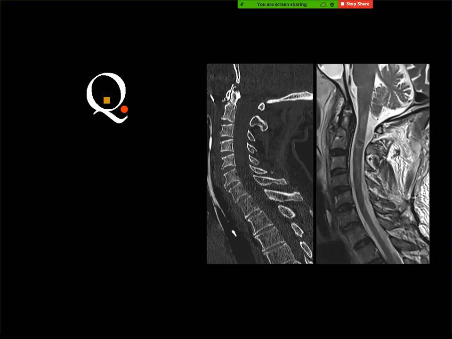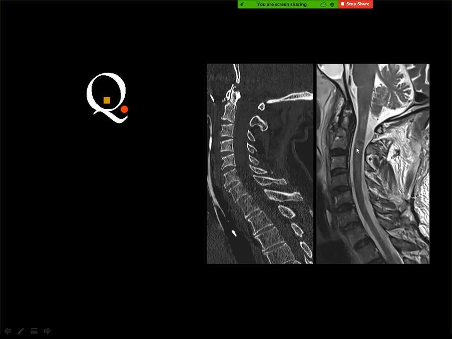Capacious canal, sorry. Dilated spinal canal, capacious. Capacious spinal canal. Yes. Intramedullary lesion at the cervical spine behind C2. There is a lesion inside the spinal cord. Yes, Ustad, intramedullary lesion.